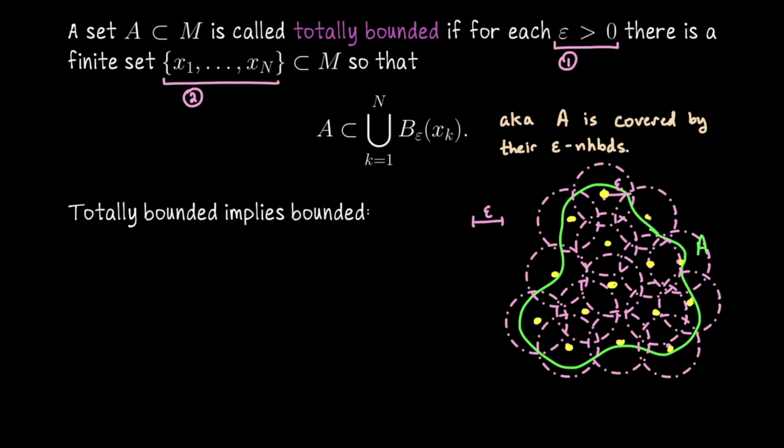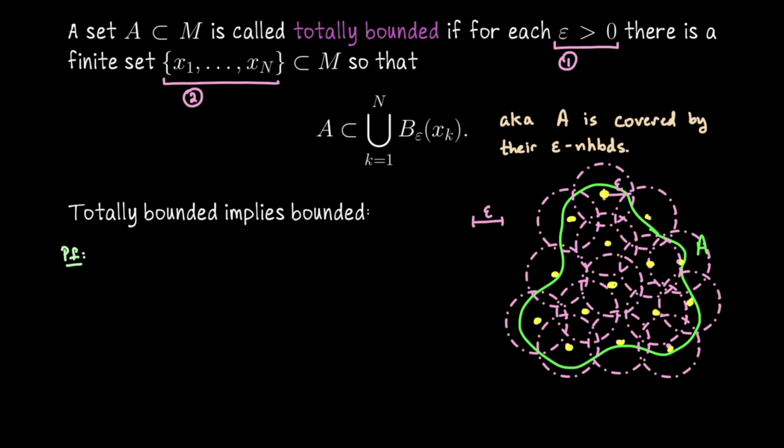Totally bounded is related to our regular notion of bounded. In fact, totally bounded and bounded are equivalent notions in Rn. That was one way I knew that this set A was in fact totally bounded. If I view it as a subset of R2, it's a bounded set. But that's not necessarily true in general. The correct statement is that totally bounded implies bounded. So totally bounded always implies bounded, but bounded does not always imply totally bounded. So being totally bounded is like a stronger notion.